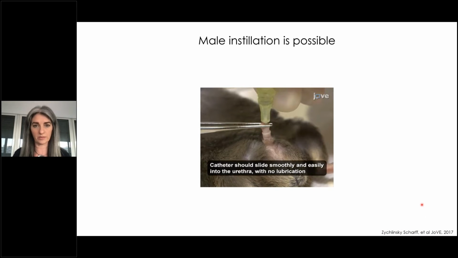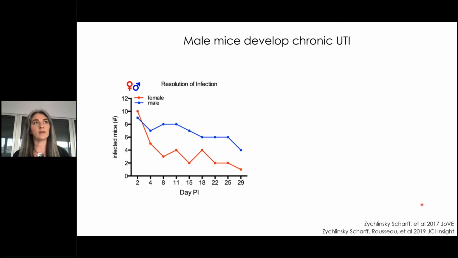So that's published. This is the work of Anna Zaklinski-Scharf, who was a student in the lab at the time, and she just asked the question, what happens when we infect male and female mice? What you're looking at is the number of infected mice on the y-axis over time. She infected equal numbers of male and female mice, and she looked at resolution of infection over time. Essentially, she took urine from these mice and looked to see if there was bacteria present or not.